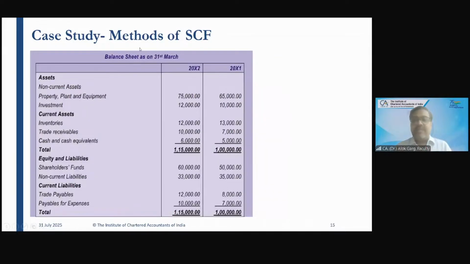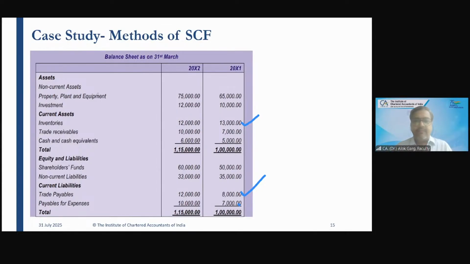What is your inventory balance? This is your creditor balance. Your inventory balance is 13,000 and 12,000. So your inventory has also reduced. It means you have used some of the opening inventory as well. So it is on accrual basis. When you use the opening inventory, it will show in your P&L, right?